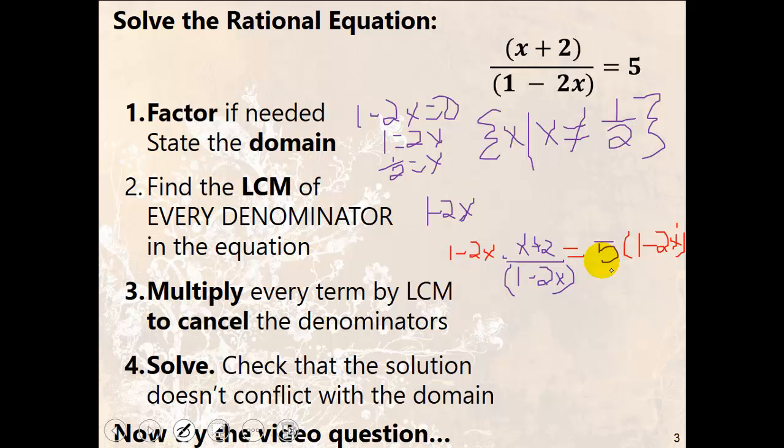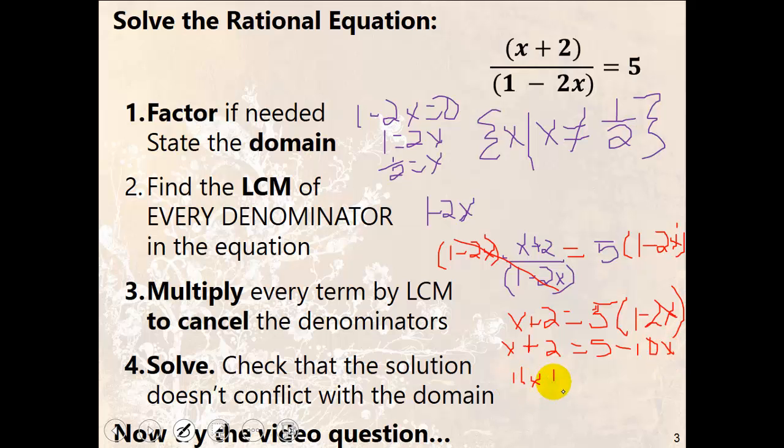So now I can cancel this 1 minus 2x with that 1 minus 2x, and I'm left with x plus 2 is equal to 5 times 1 minus 2x. So now I can distribute, and I get x plus 2 is equal to 5 minus 10x. I can move my x's to the left, and I get 11x plus 2 is equal to 5. I move my 2 over to the other side. That gives me 11x is equal to 3, which means that x is equal to 3 over 11. And you can check that and just double check that it doesn't conflict with the domain exclusion. Why don't you go ahead and try the video question associated with this slide.